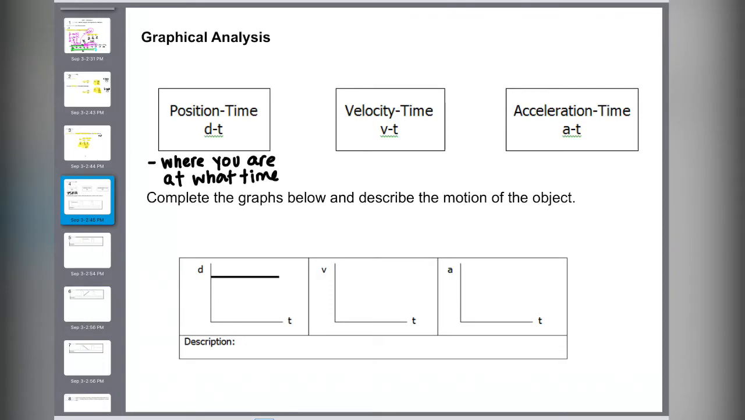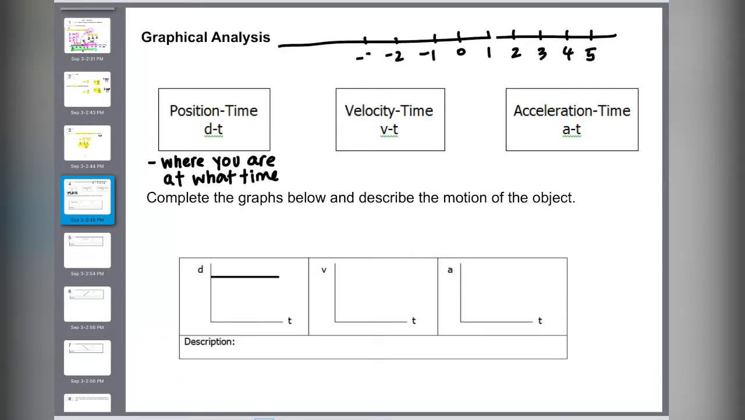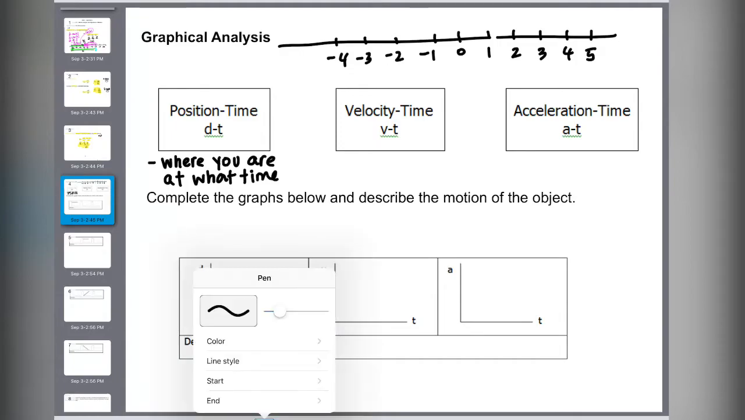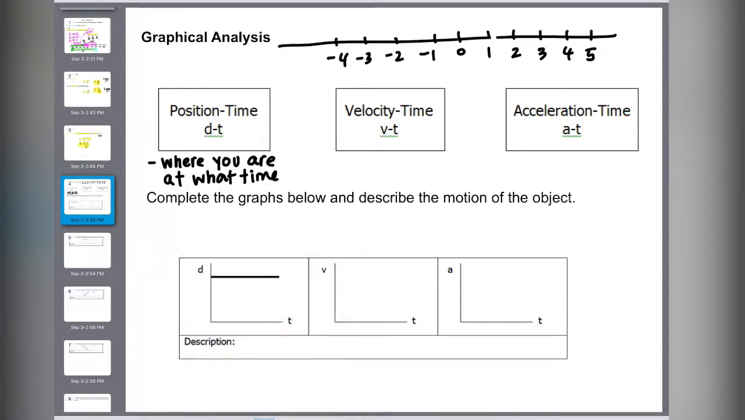And a lot of time, a position time graph can be easily understood from the number line. I'm just going to put the numbers here. Okay, so say for example, I tell you I have this guy who is standing right here, and he just stood there and he doesn't move.